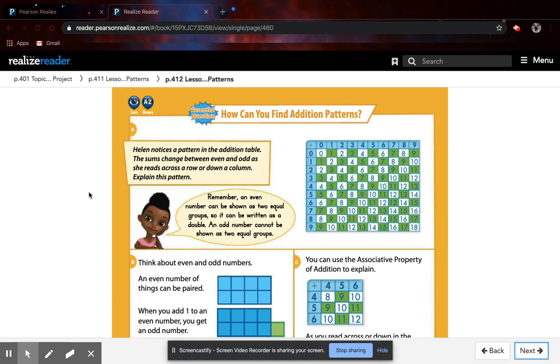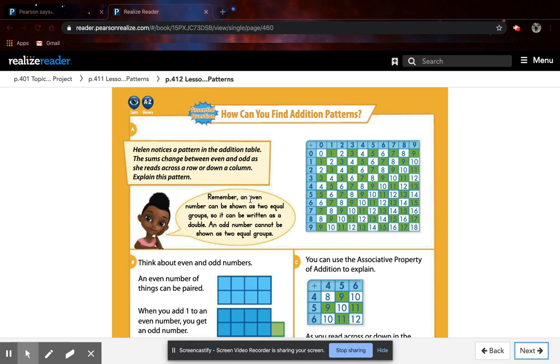It says, Helen notices a pattern in the addition table. The sums change between even and odd as she reads across a row or down a column. Explain this pattern. It says, remember, an even number can be shown as two equal groups, so it can be written as a double. An odd number cannot be shown as two equal groups.